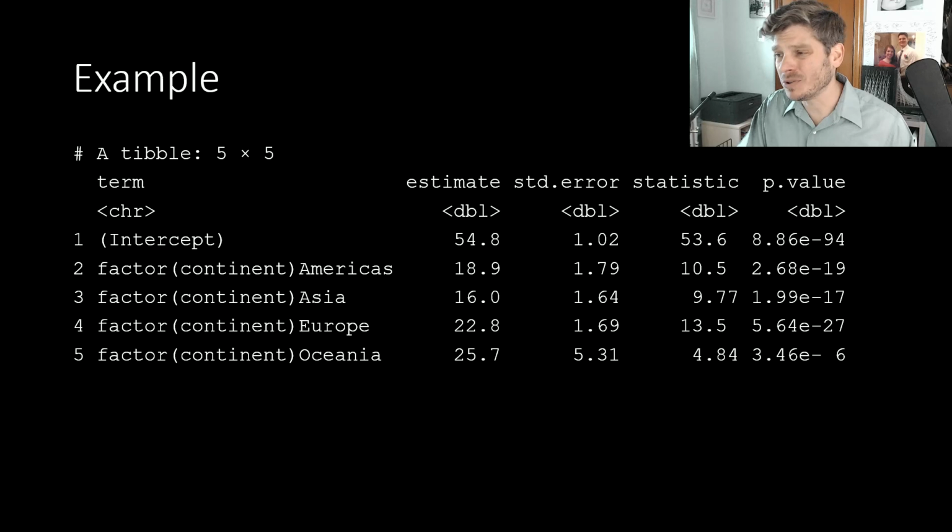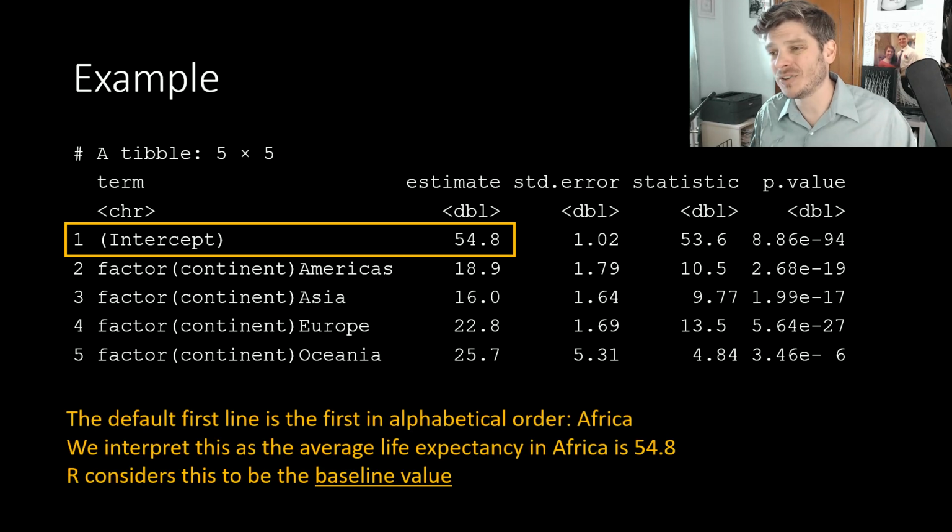Now my output looks like this. Again, I have a table of data where I have term as my first variable, estimate as my second, and then again, I have standard error, statistic, and p-value, which all have to do with uncertainty. And so the first value, that first line and the first estimate, the default is the first factor in alphabetical order. In this case, that first factor is Africa. Africa is the first continent in alphabetical order.